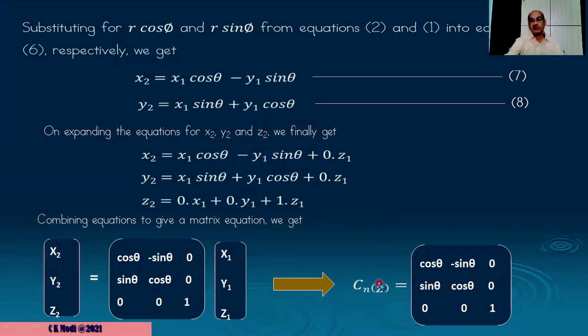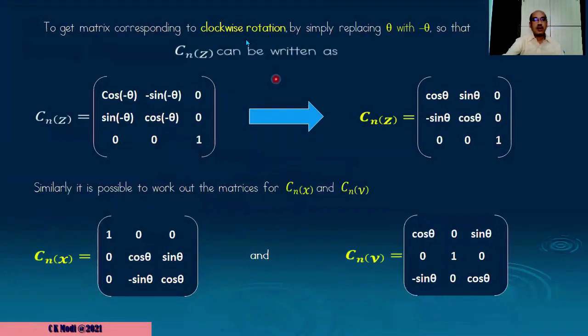So the final Cnz matrix for an anti-clockwise rotation, what is the value of the Cnz matrix? That is cos theta, minus sin theta, 0; sin theta, cos theta, 0; 0, 0, 1. In the same way, we get the matrix corresponding to the clockwise rotations by simply replacing theta with minus theta.